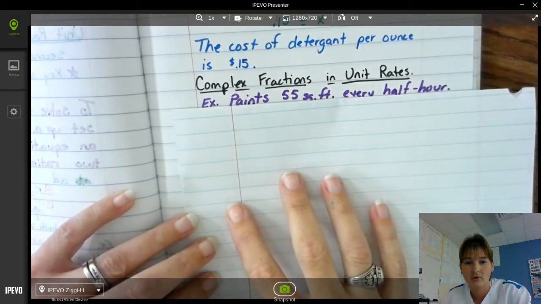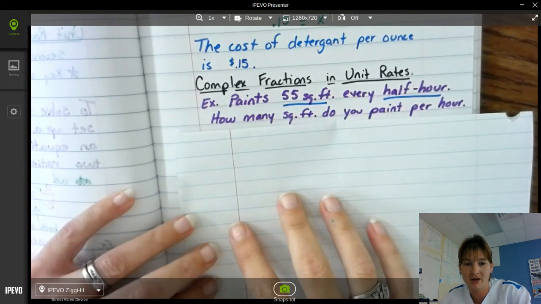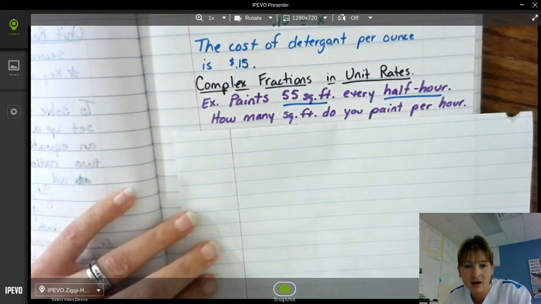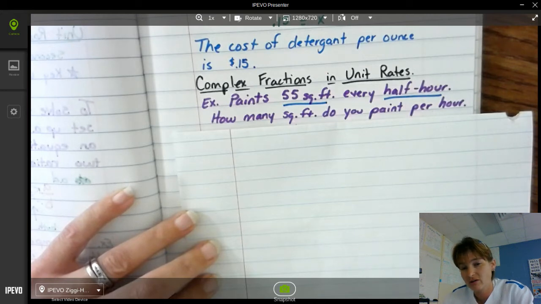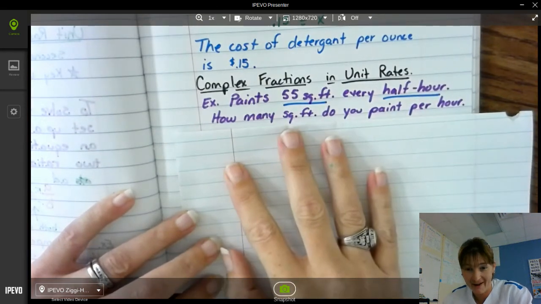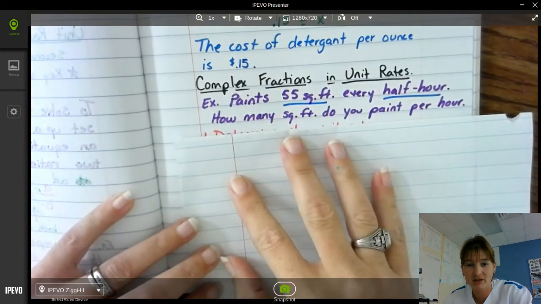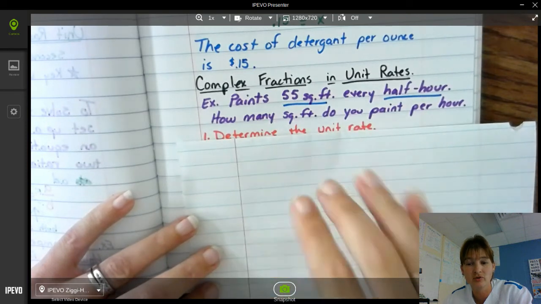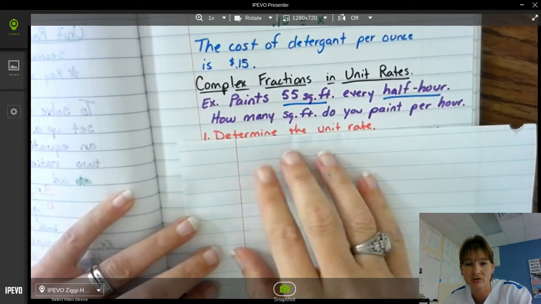All right, so say we are painting, and we can paint 55 square feet for every half hour. Okay, how many square feet do you paint per hour? Well, half hour is a 1/2. Okay, we don't want to change to minutes. We want to use our fractions. So determine the unit rate.